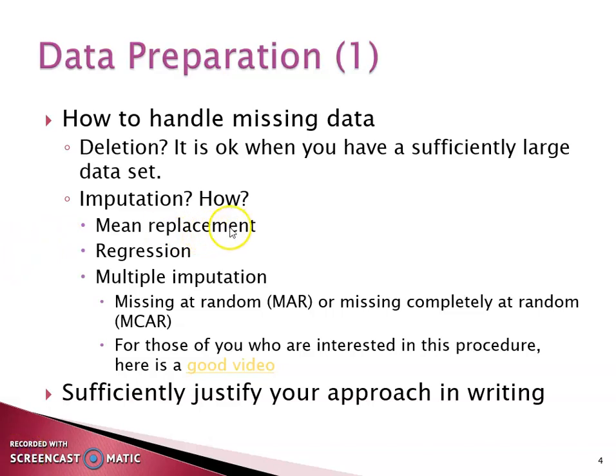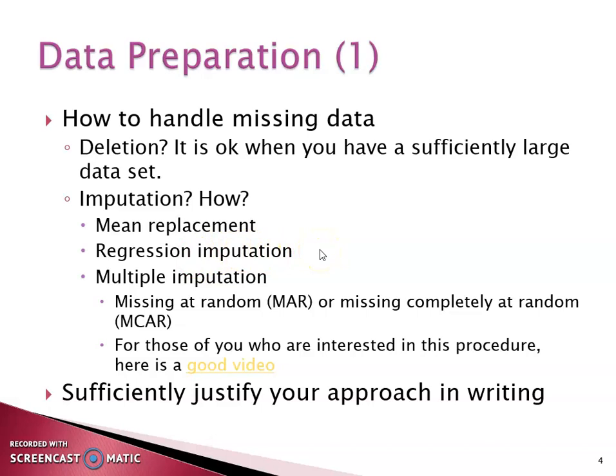Mean replacement is a common approach. For example, there are 5 survey items measuring the same construct. One of the respondents answered 4 of them, but missed 1. You can find the average of the 4 items he answered and use that mean value to replace the missing value on item 5. In some studies, regression is used to impute missing data.